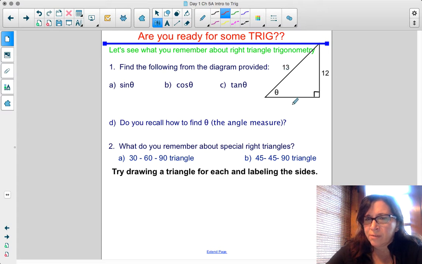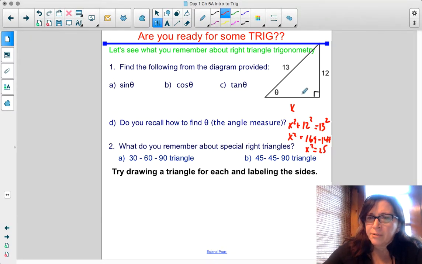So we don't know what this value is here. We'll just call it x for right now. So you would go x squared plus 12 squared is equal to 13 squared. You'd get x squared is equal to 169 minus 144. So you have x squared equals 25, so x equals 5. So this value down here is 5.